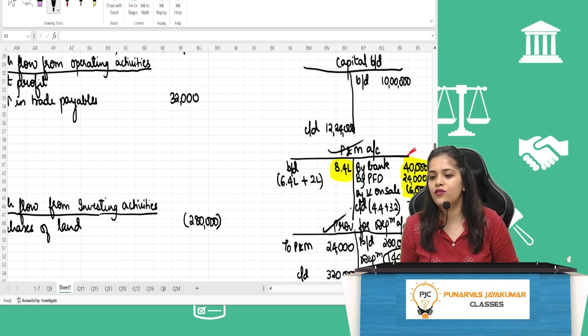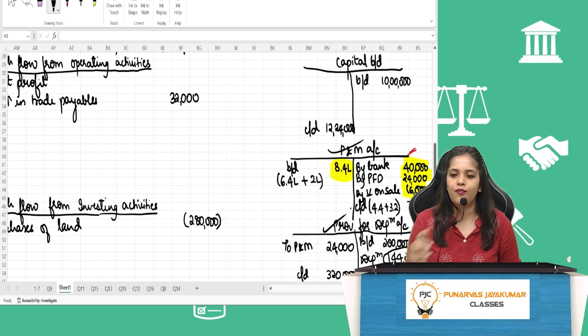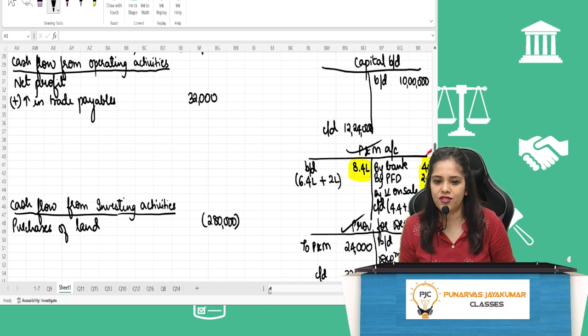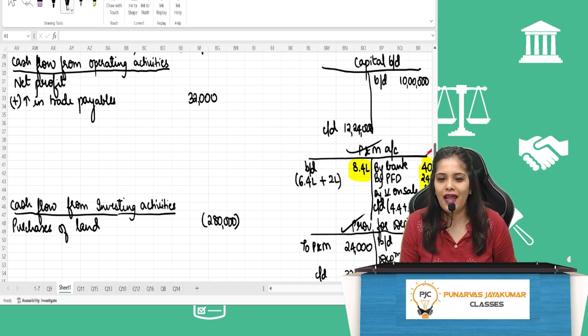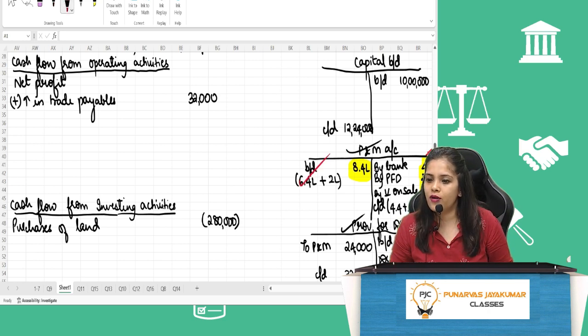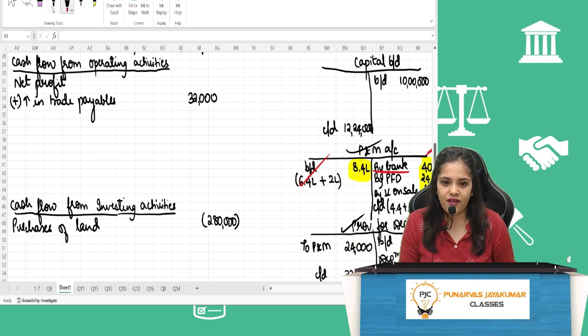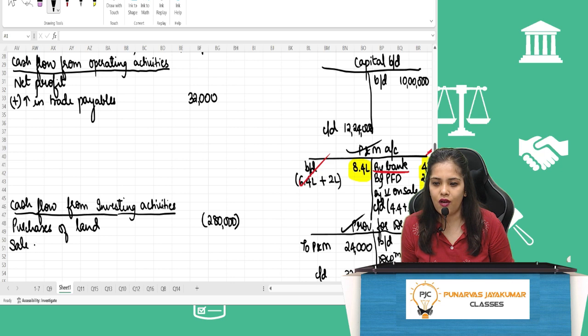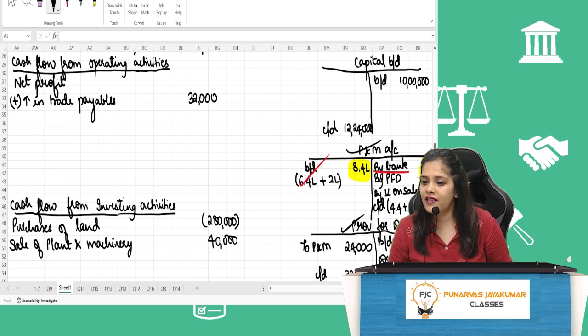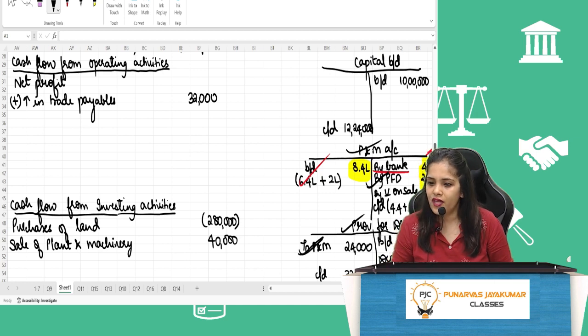Now, both the accounts have tallied. Now we will start posting. First, the balance brought down will never go anywhere. What about bank? What is this? Sale. Write here: investing activity. Very good. Sale of plant and machinery, 40,000. Okay. Then there is PFD. One effect here, second effect here, it gets nullified.